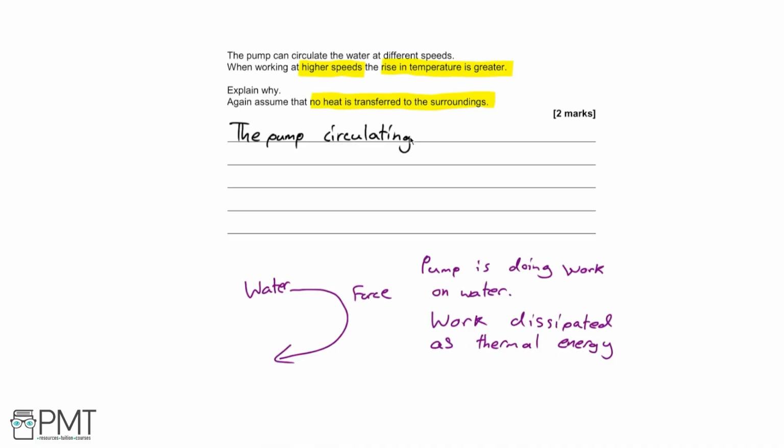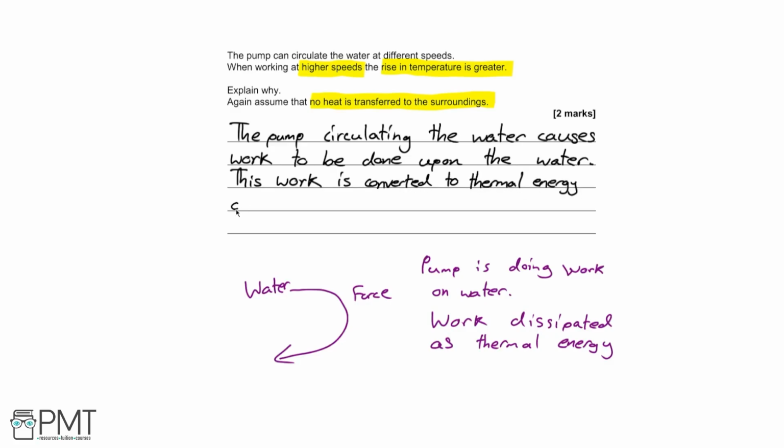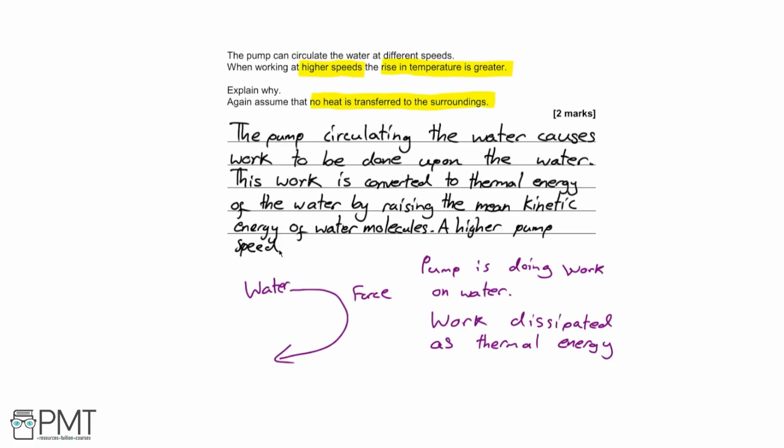Thus, our answer is that the pump circulating water forces it to move, doing work upon the water. This work is dissipated as thermal energy as the mean kinetic energy of the molecules in the water rises. Thus, the pump doing more work in a shorter amount of time gives a greater temperature rise. In this question, we got 1 mark for saying that work is done upon the water. We got 1 mark for saying that this is converted to thermal energy. We could have also gained that mark by saying that it raises the mean kinetic energy of the water molecules, which is related to their temperature.